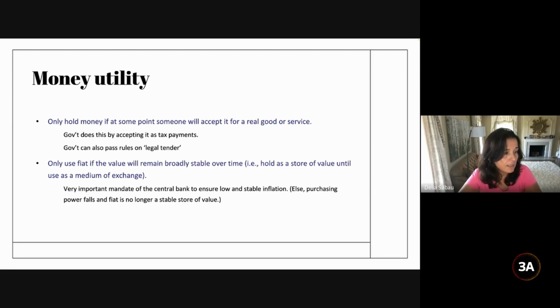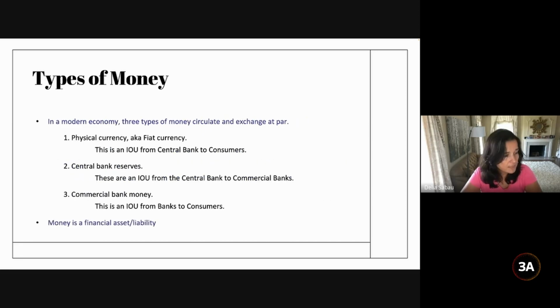Now, let's think about what kind of money actually circulates in the economy. In the US, there are 3 very different currencies that trade at par, and that we view as being interchangeable. First of all, there is physical currency. There are the green bills. Physical currency is essentially an IOU from the central bank to consumers, to all of us, and we accept it because we think that the central bank will not fail.